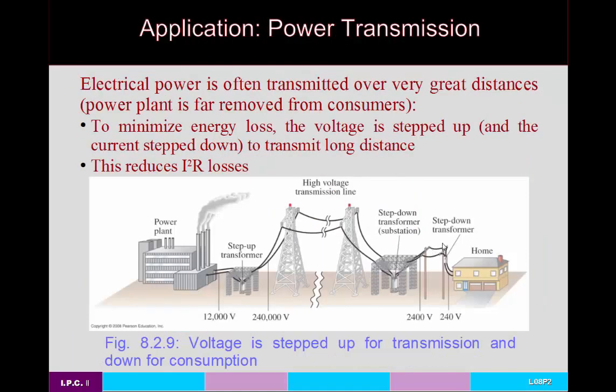So you step up from 12,000 to 240,000. That means there's 20 times more turns in the output than the input. You go for your high power lines, then you want to step down to 2400. So that means the input has 100 times as many turns as the output. And then you step down further to 240. So that means there's 10 on the input for every 1 on the output. Or if you are in the US, usually this is actually more like 120 volts rather than 240 volts. In any case, that is the process of power transmission.